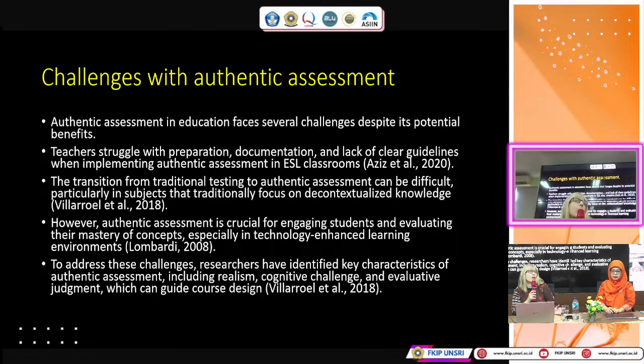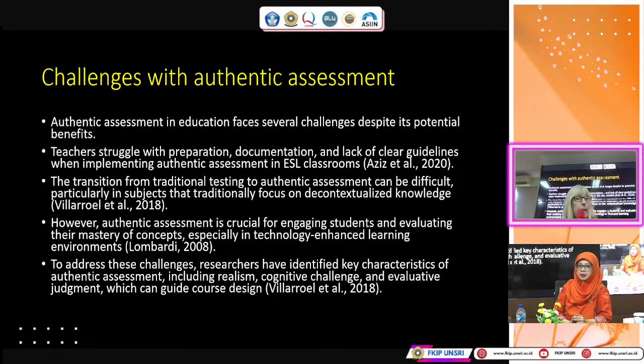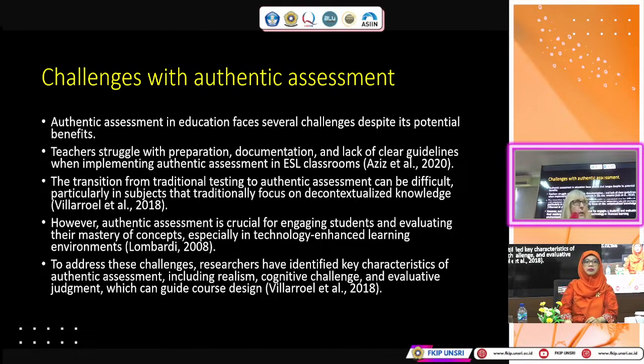Now, there are challenges with authentic assessment. There are major challenges that we need to think of. Why? Because often our teachers are not prepared. They don't know how to do this. So they struggle with the preparation, with the documentation. They don't have guidelines, so they don't know how to really do it in the language learning classrooms. And so that transition is difficult because often we find information that is not from the context we are in. So we need, as people working in the Indonesian education system, to also work on getting documentation in Bahasa Indonesia, but also in English, about the local context.